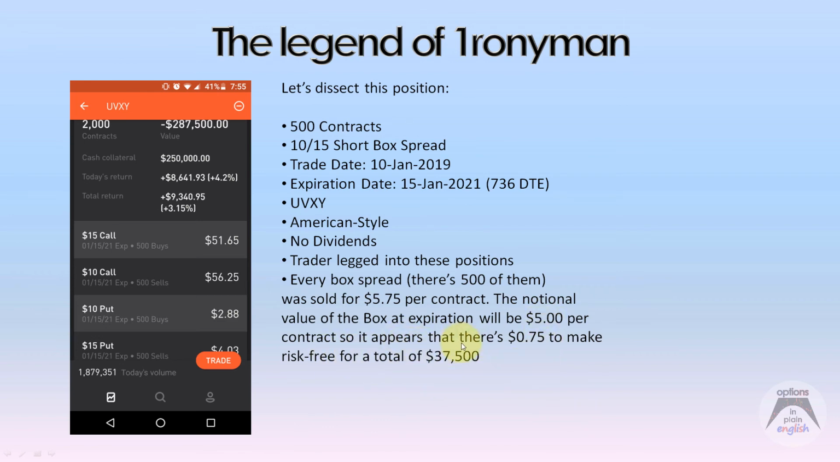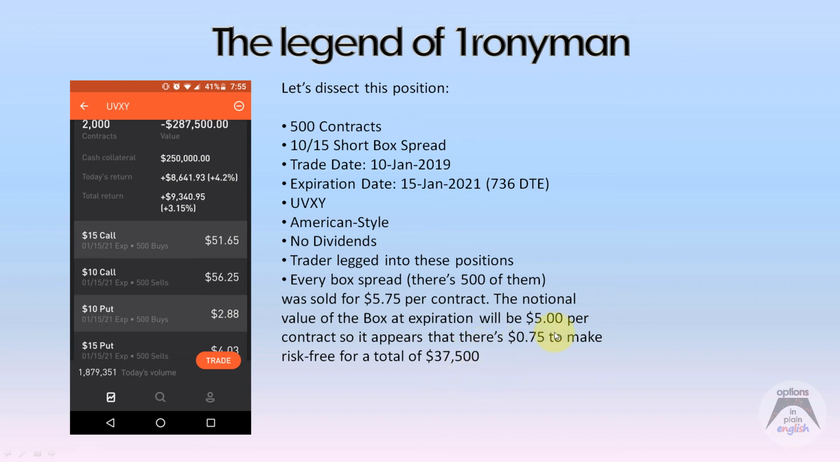So it appears that there's 75 cents to make risk-free 500 times, so 50,000 shares. So 50,000 times 75 cents would be $37,500 for waiting pretty much 2 years. We're gonna talk about the margin that he needed, but basically holding this position for 2 years, you can go and collect $37,500.